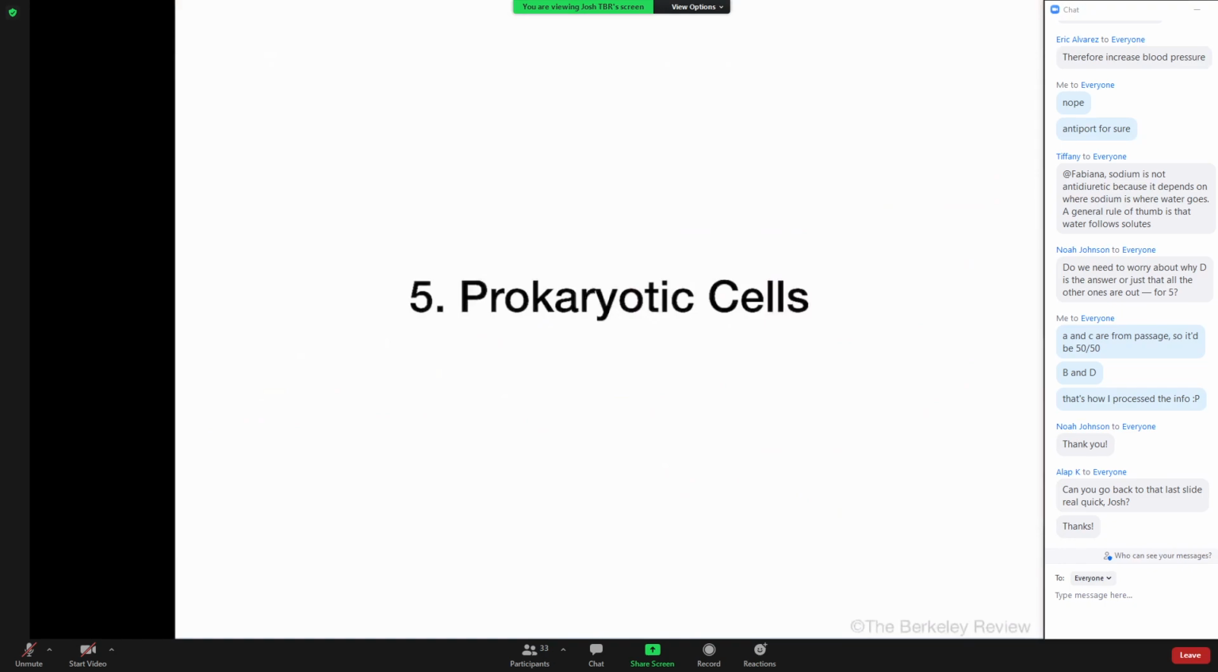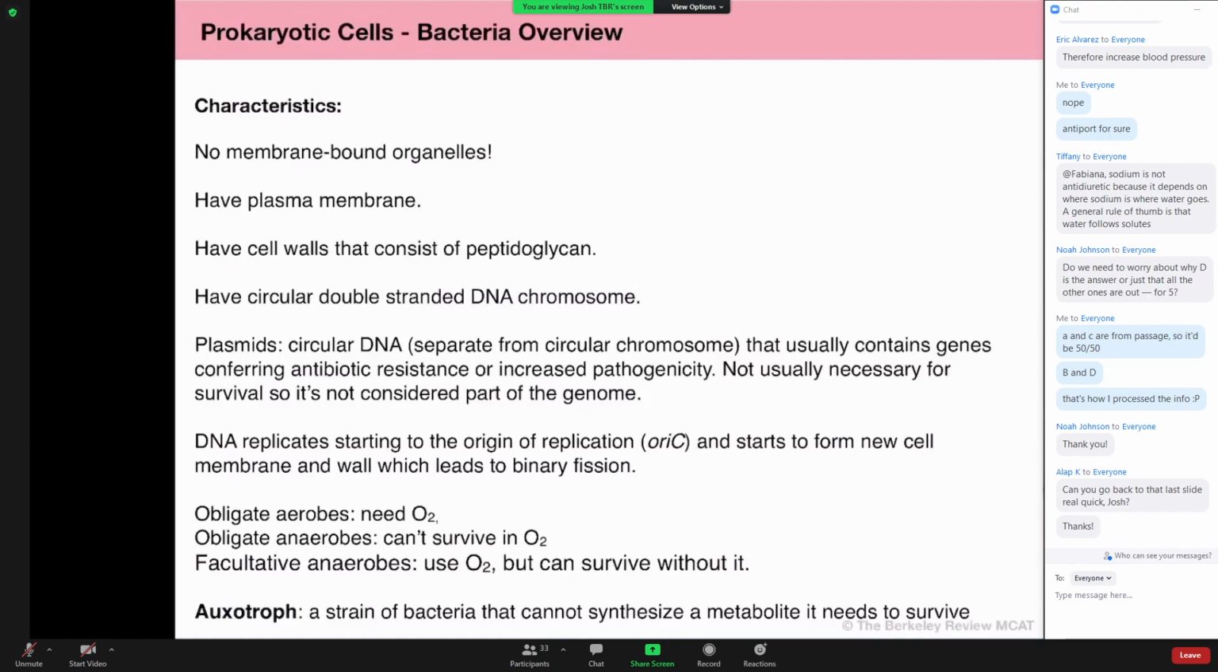Okay, so prokaryotic cells. The big takeaway of these is that they have no membrane-bound organelles. So everything has to happen in the cytoplasm. Things actually do tend to get stuck in different areas of the cell, but there are no membrane-bound organelles. Right, but prokaryotes still have a plasma membrane, and they have cell walls that consist of peptidoglycan. We'll talk about why that's important in a sec.